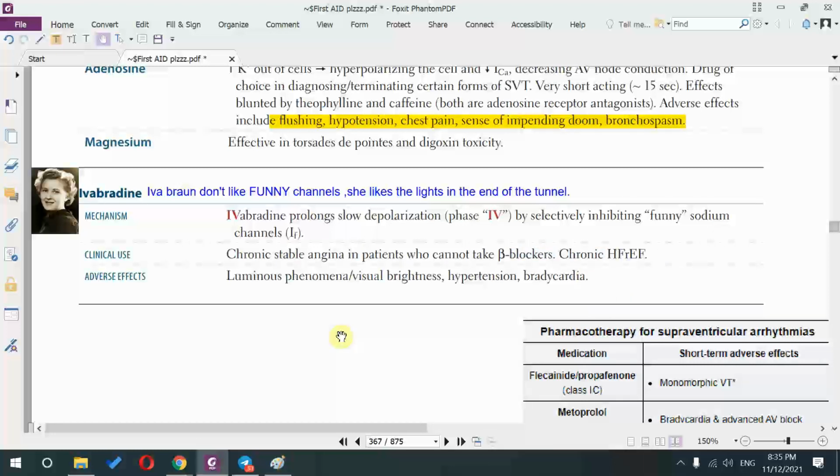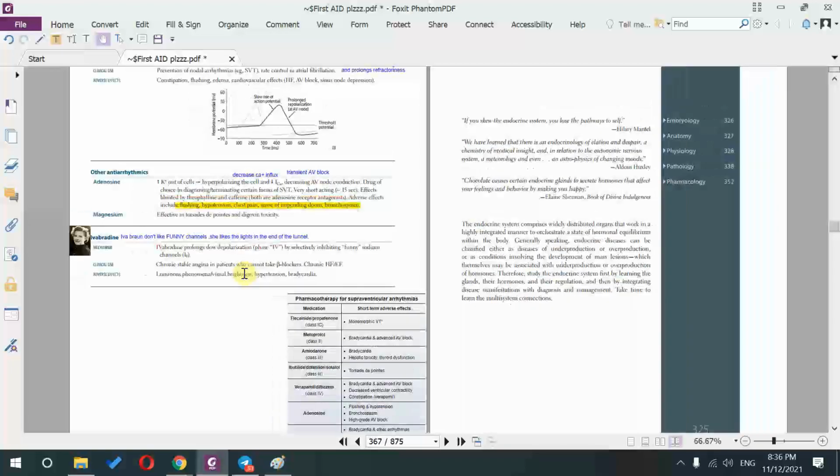The most important thing about this drug is its side effect. They can ask you about this luminous phenomena. What does it mean? They start to see flashes of light, guys, okay? Visual brightness, hypertension, and bradycardia. Thus, I wrote, she likes the light at the end of the tunnel because she killed herself. I'm kidding. So, Eva Braun doesn't like funny channels, so it inhibits funny channels. She likes the light at the end of the tunnel, so she has this luminous phenomena in which they have bright flashes of light flashing in front of their faces.